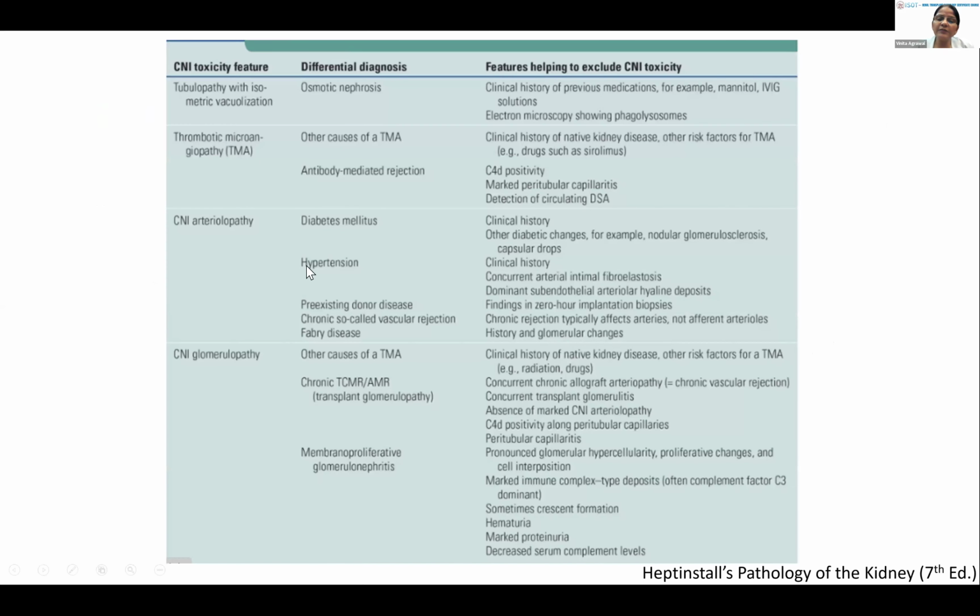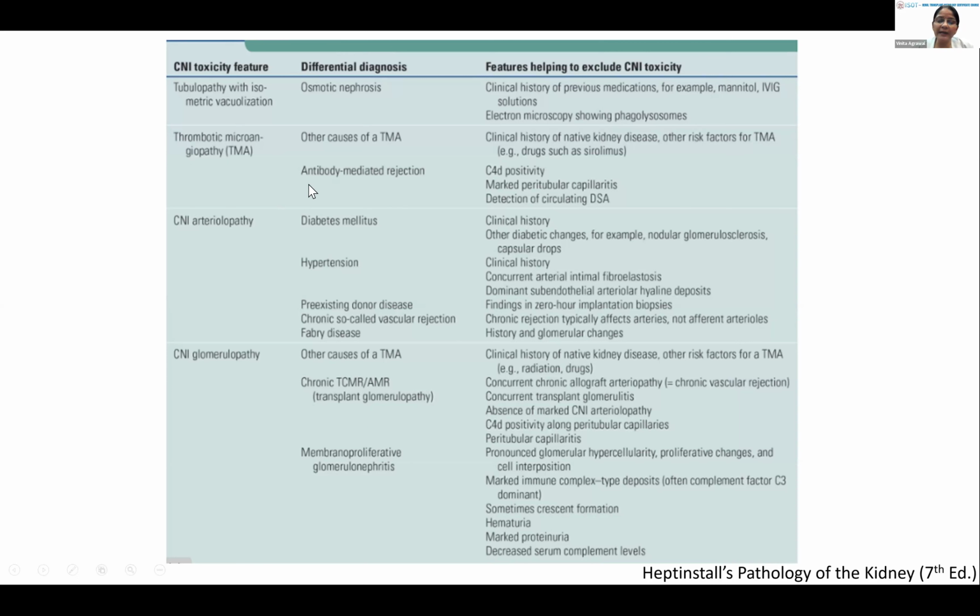So this is a nice table from Heptinstall's Pathology of the Kidney, the 7th edition, where they have tried to talk about the differential diagnosis of the various changes that you see in CNI toxicity. So as I said earlier, this isometric vacuolization can occur also because of other osmotic injury agents. And it is important to look at the previous medications. And we also know now that by electron microscopy, the isometric vacuolization because of CNI toxicity is because of the dilatation of the smooth endoplasmic reticulum, whereas because of the osmotic injury, it is because of the formation of dilated lysosomes and phagolysosomes.